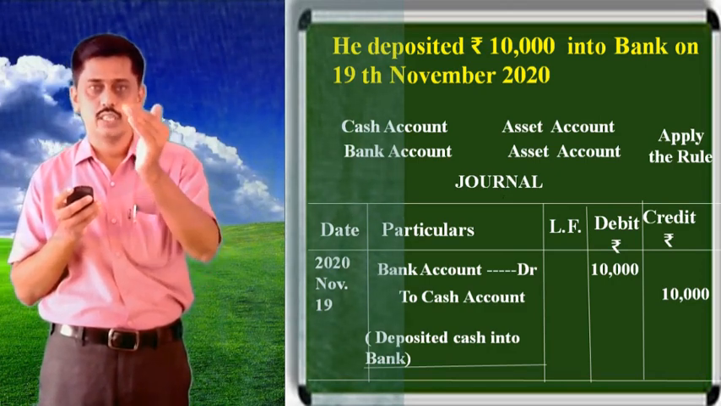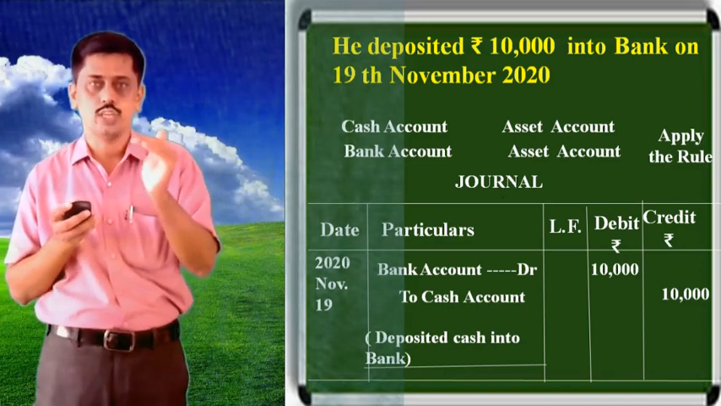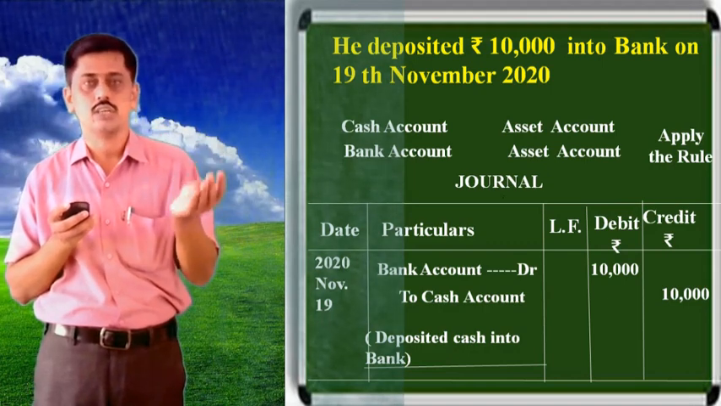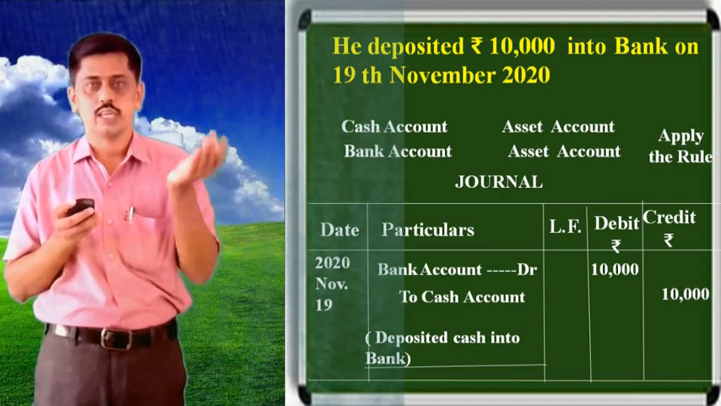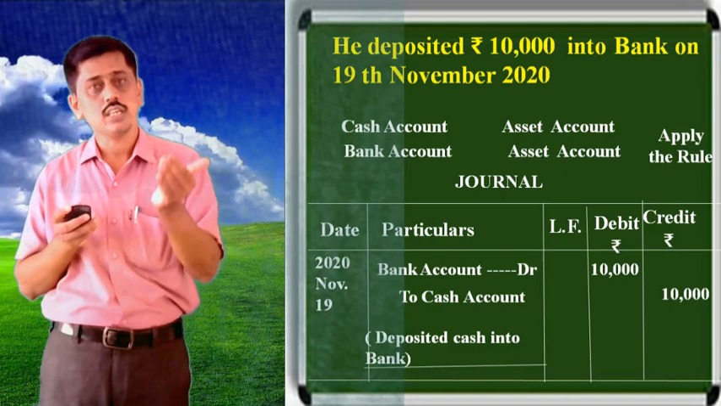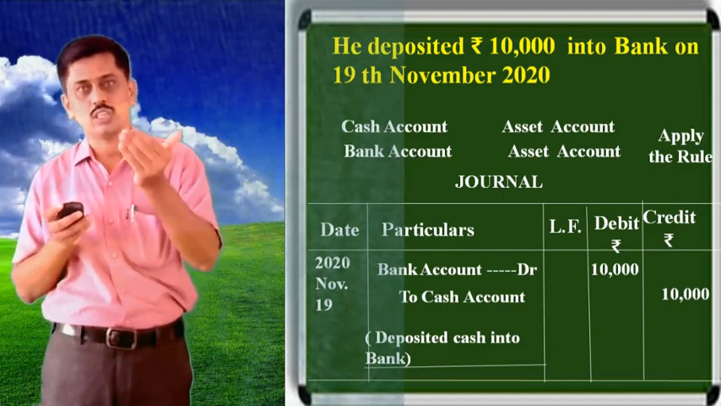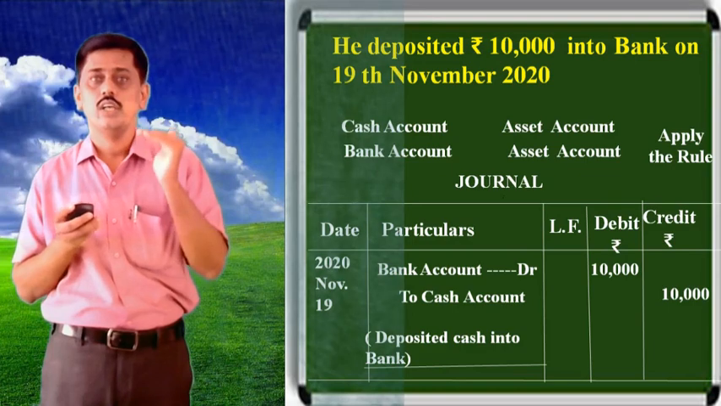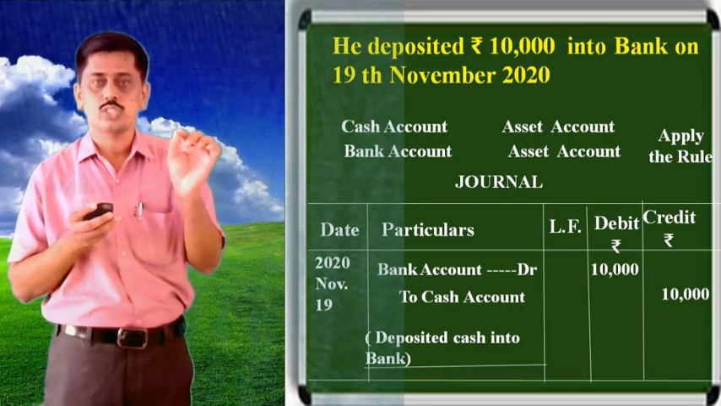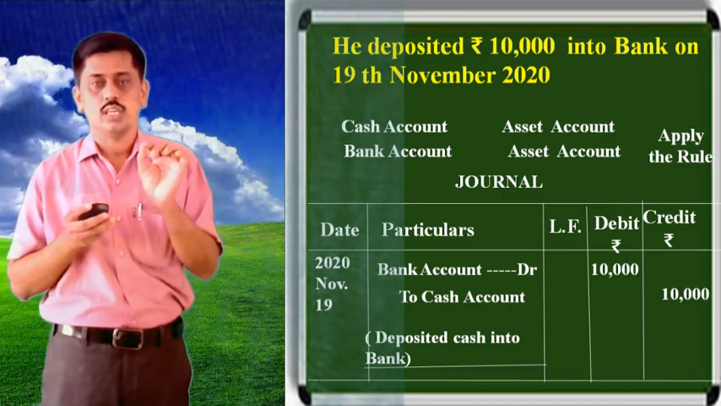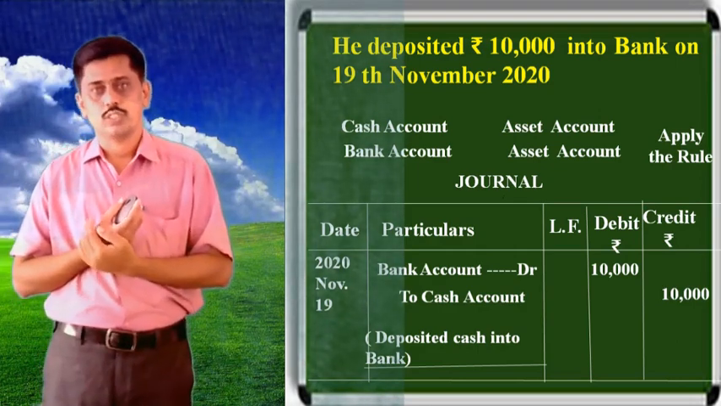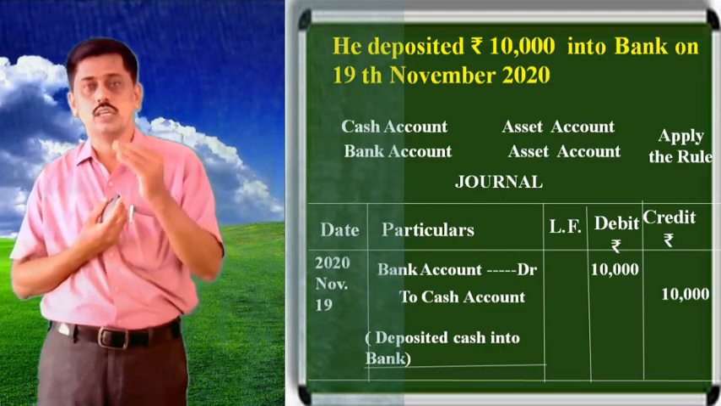Once again I repeat, the second transaction: he deposited rupees 10,000 into bank on 19th November. What you have to do? You have to identify the accounts involved, that is cash account and bank account, both asset accounts. Rule: debit increase in asset; credit decrease in asset. Here cash decreases as cash is deposited into bank, so cash account should be credited. Bank balance increases, so bank account should be debited. So the journal entry is bank account debtor rupees 10,000 to cash account rupees 10,000. Narration: deposited cash into bank. This is how journal entry is to be passed, or transactions are to be recorded in the book of original entry.